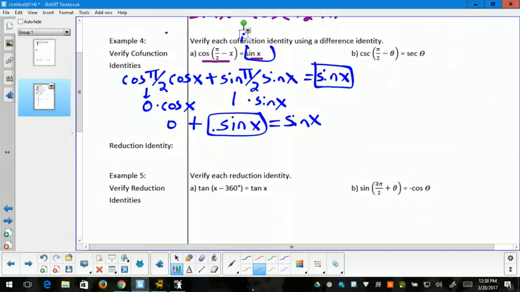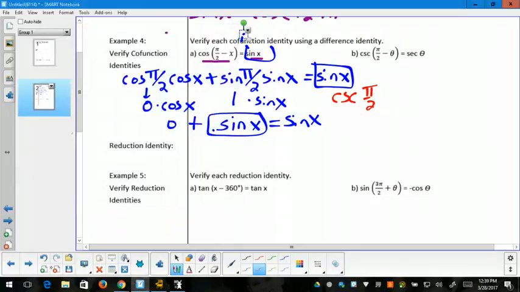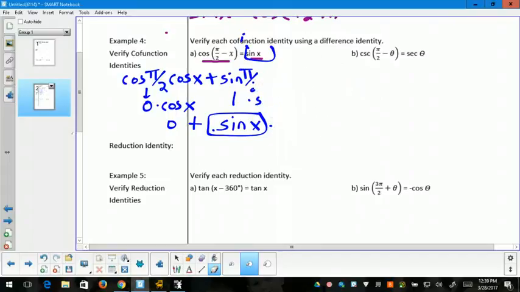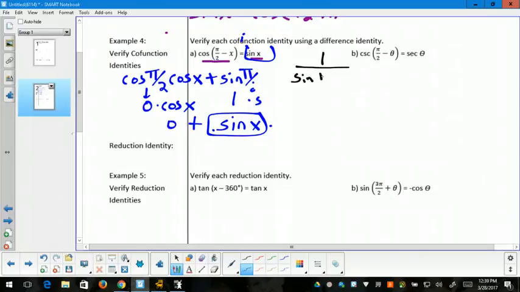Cosecant identity, same idea. We have cosecant of pi over 2 minus theta. Well, we don't have a sum or difference identity for that, but we do know that cosecant is the reciprocal of sine. So I can rewrite this as 1 over sine of pi over 2 minus theta. And then I can expand the sine of pi over 2 minus theta using the sine difference identity.